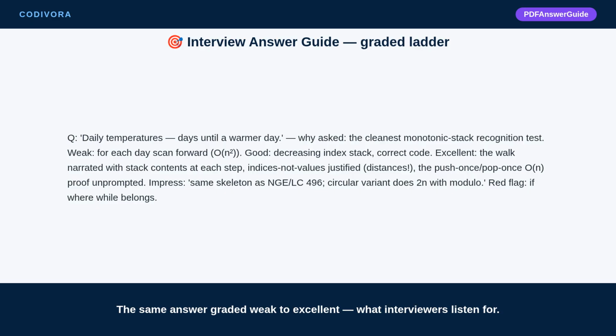Impressive: Maximal Rectangle in a matrix is this per row. This is the reduction target for max-area-under-constraint problems.